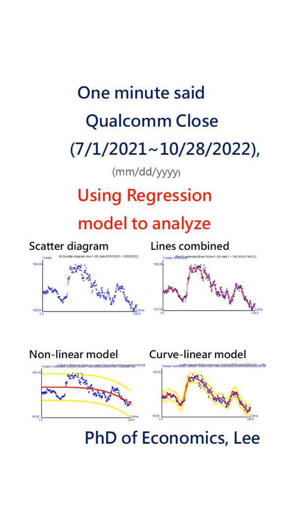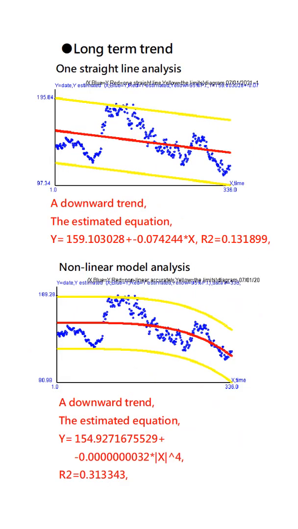One-minute set Qualcomm close, using a regression model to analyze. There are scatter diagram, lines combined, nonlinear model, curve linear model, and one straight line analysis. The result is a downward trend. Blue is the closed value. Red is the estimated value. Yellow is the upper limit and lower limit of the 95% predicted interval.